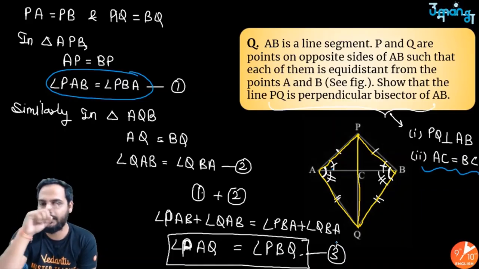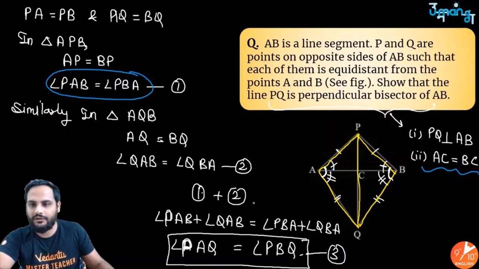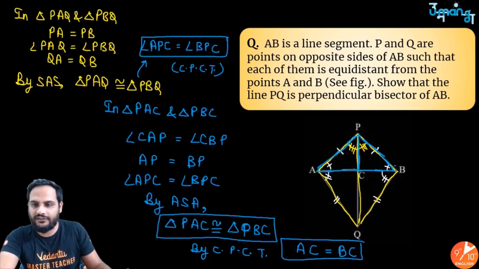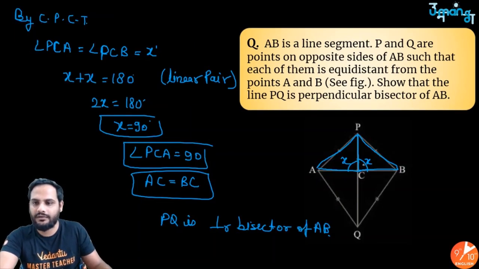So see, in the starting I said that from the given information I got this angle and this angle equal to each other, then this angle and this angle equal to each other, and from adding both the equations I got this complete angle and this complete angle equal to each other. Then I took these two large triangles, the yellow ones, I have proved them congruent, and I got angle APC is equal to angle BPC. Then I have taken these two small triangles, and I have proved these two congruent. So from here I got AC is equal to BC, and then both the angles were equal by CPCT.